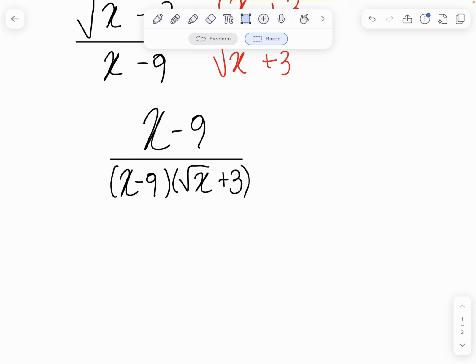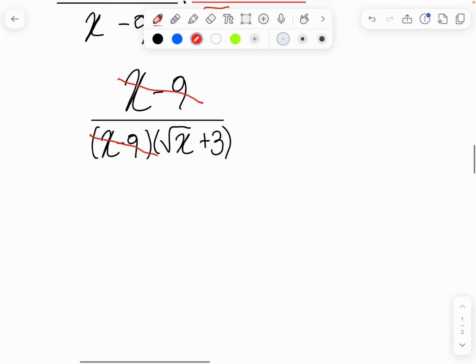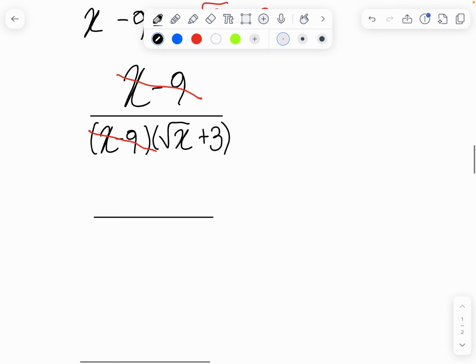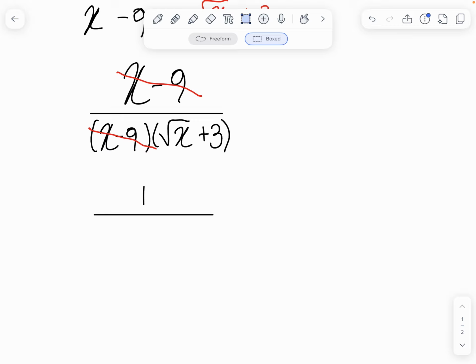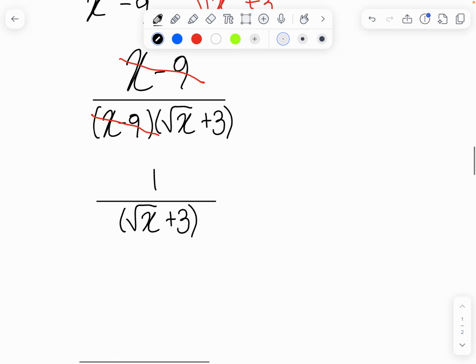Okay, and now we can just cancel these out. So this will just be 1 over... what just happened? So yeah, we get 1 over the root x plus 3. And now we can just substitute 9 into the equation.